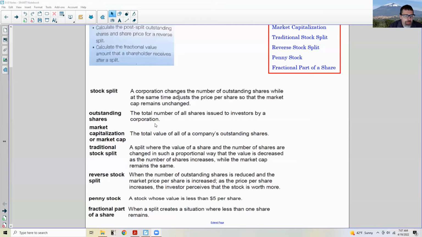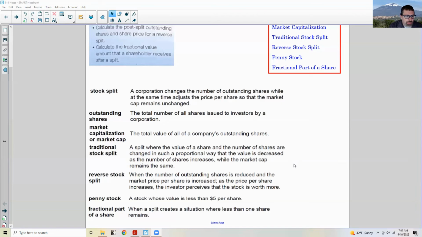A reverse stock split is when the number of outstanding shares is reduced and the market price per share is increased. The investor perceives that the stock is worth more, even though they have half as many, or a fraction of the number. A penny stock is a stock whose value is less than $5 per share.